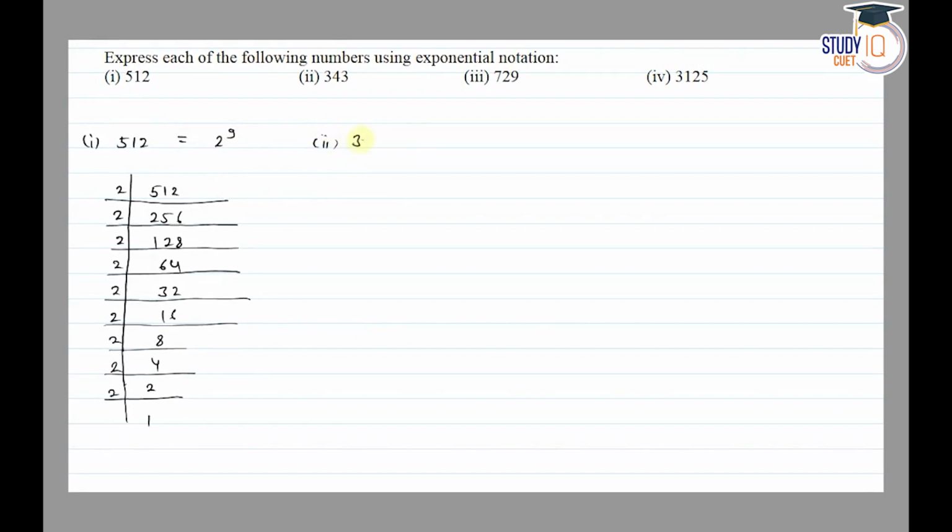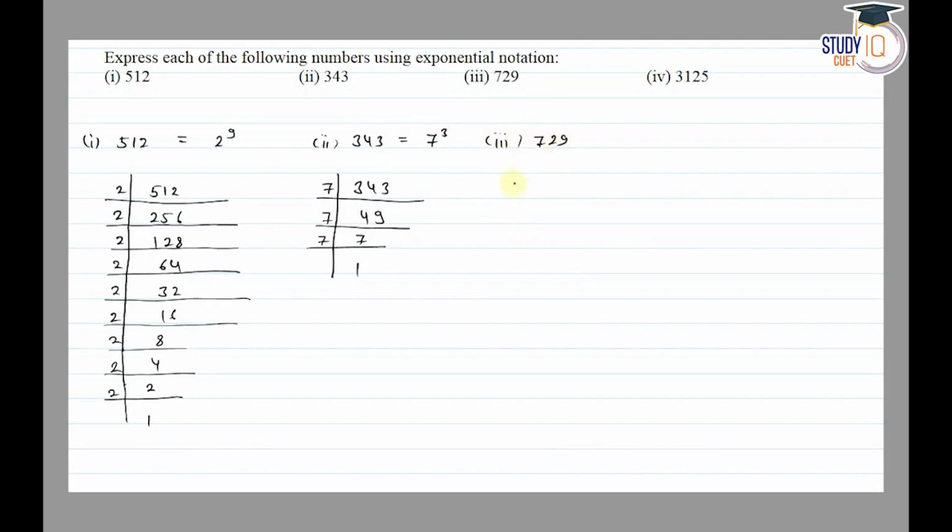सेकेंड 343. सो इसके भी हम फैक्टर्स फाइंड आउट कर लेंगे. सो ये 7 से डिवाइड होगा. 7 4s are 28, then 63, 7 9s are 63, then 7 7s are 49, and 7 1s are 7. So इसकी 343 के लिए हो जाएगा एक्सपोनेंशियल नोटेशन 7 is to the power 3.